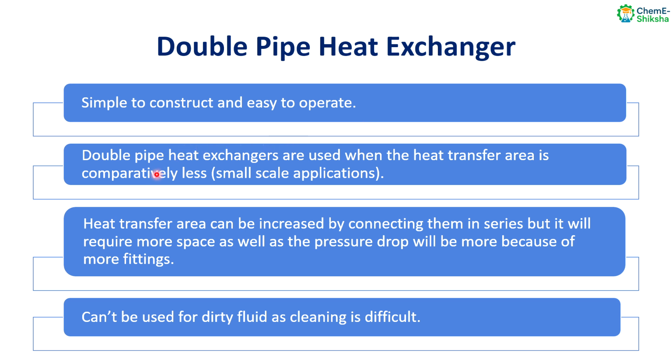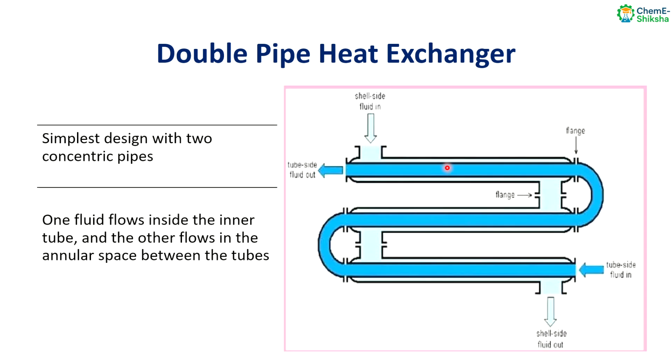Double pipe heat exchangers are used when the required heat transfer area is comparatively less. For small scale applications, we generally use this double pipe heat exchanger. Heat transfer area can be increased by connecting them in series, but it will require more space, and the pressure drop will be more because of more fittings. So we can increase the heat transfer area by connecting this kind of double pipe heat exchanger in series.